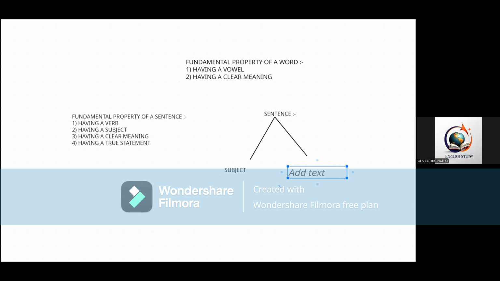A subject is the doer of the verb or the action. The subject is something that does the work, who performs the action. So it is considered the doer. Now the predicate is the additional information about the subject.